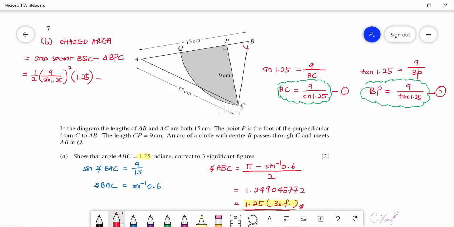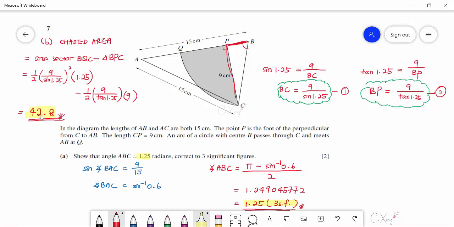Okay. Then minus the triangle area. So the triangle area will be half, base times height. The base is 9 divided by tangent 1.25, multiplied with the height. So the height is 9 cm. Okay, so by having these two values, when you press the calculator and correct it to 3 significant figures, you will have 42.8. So the area will be 42.8. So this is the answer for part B.